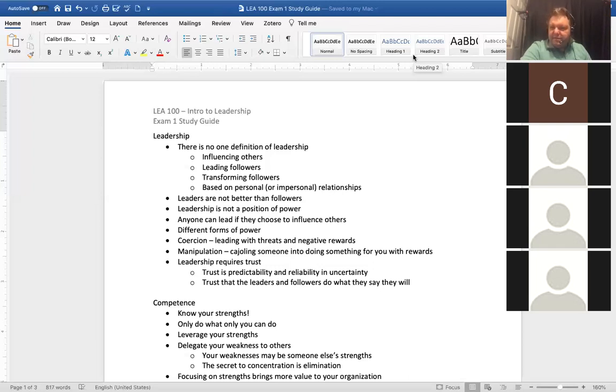There are multiple different types of power. So again, we talked about legitimate power. We talked about expert power, informational power. So I have information you don't. Therefore, I have authority over you. Right. So there's that type of power as well. We talked about manipulation and coercion, which is not leadership. Coercion is usually leading with threats or negative rewards. If you don't do this, I'm taking away your vacation. If you don't do this, I'm putting you in your room. I'm taking away your phone. I'm taking away whatever. So, coercion.